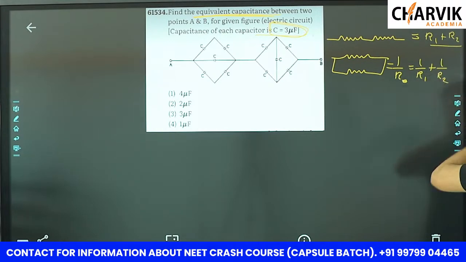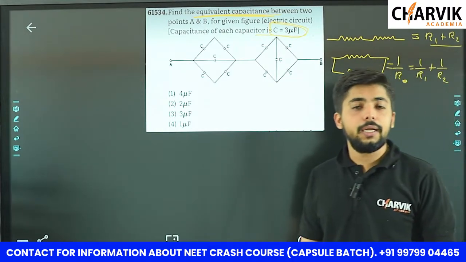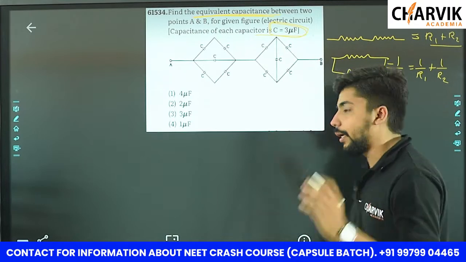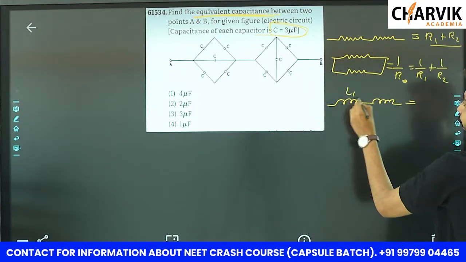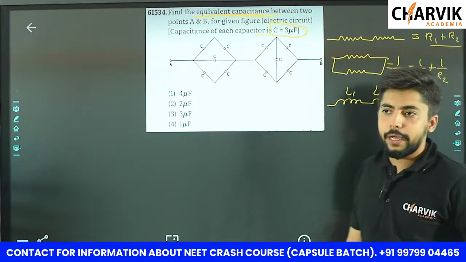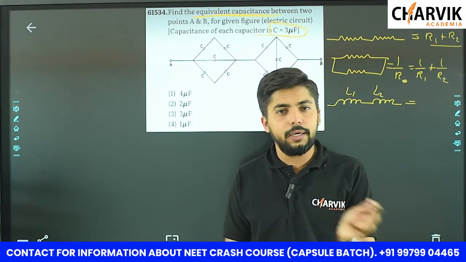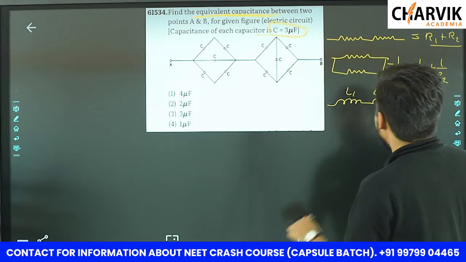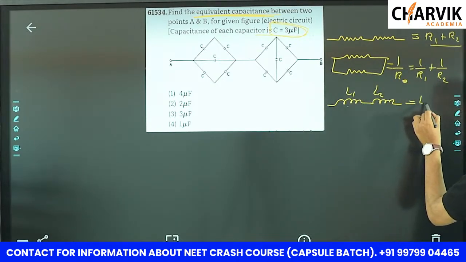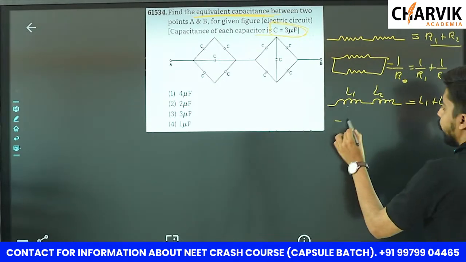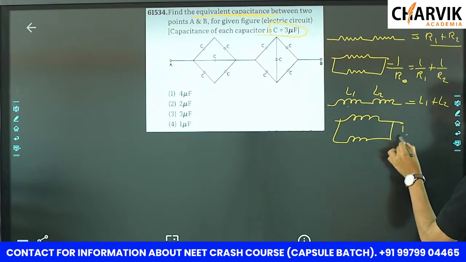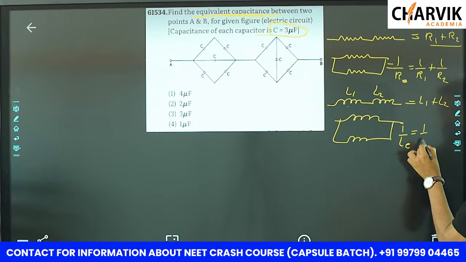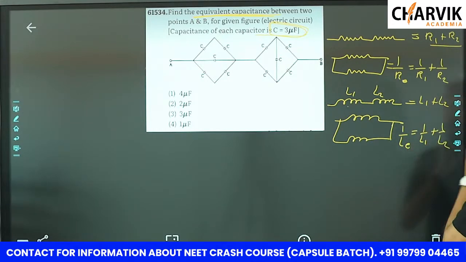Now, if they ask you the series and parallel combination for the inductor, you can say if it is L1 and L2, we are only talking about the self-inductance. Mutual inductance will be plus or minus 2M. So for the series combination, you can say the total will be L1 plus L2. And for the parallel combination, you can say 1 upon L equivalent equals 1 upon L1 plus 1 upon L2.